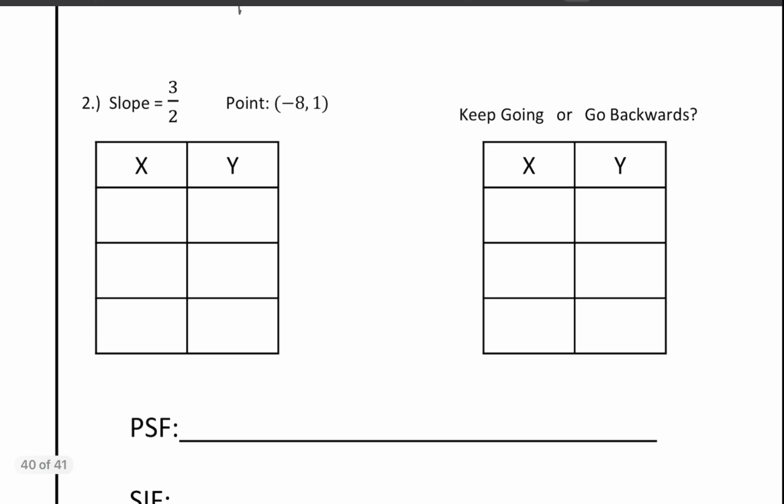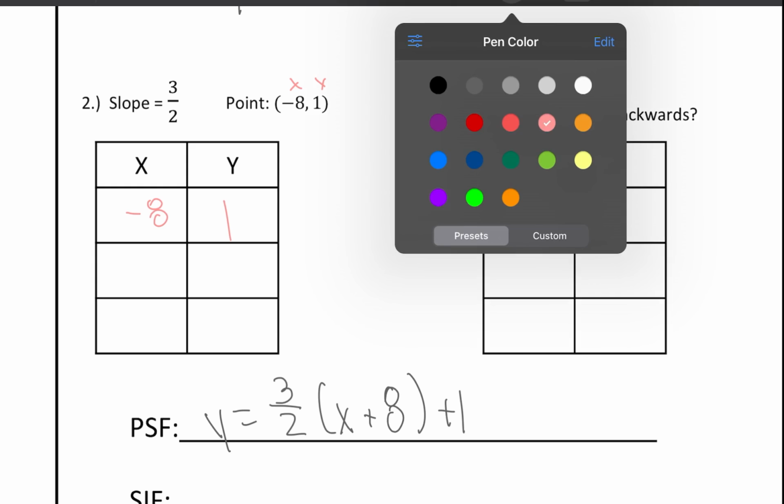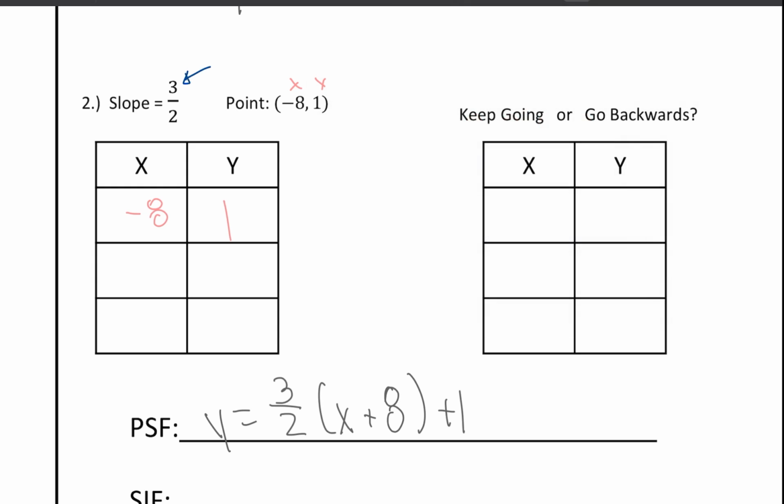Looking at the next one here, if we write our point slope form, we have y equals 3/2 times x plus 8 plus 1. And remember, your point doesn't lie on your table, so it's a -8 and a 1. But we got to be careful here because we have a fraction, and this 3 up top means we add 3 for y's. So we're going to add by 3, which gives us 4 and 7. This bottom number here tells us to add for 2's, which is our x's. So we're going to add by 2, which gives us -6, -4.